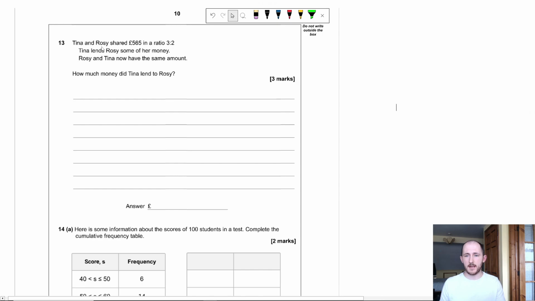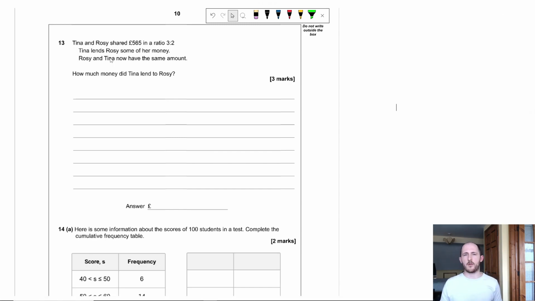Okay. Tina and Rosie shared £565 in the ratio of 3 to 2. Then Tina lends Rosie some of her money, so they now have the same amount. How much did Tina lend to Rosie? So all we need to do is, well, there's two ways to do this. One way is to work out how much money Tina has, how much money Rosie has, meet in the middle so they have the same amount of money, and work out the difference.